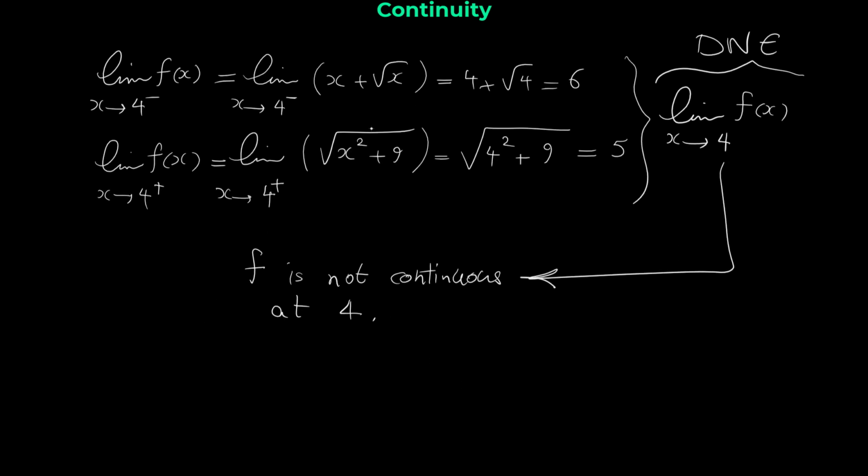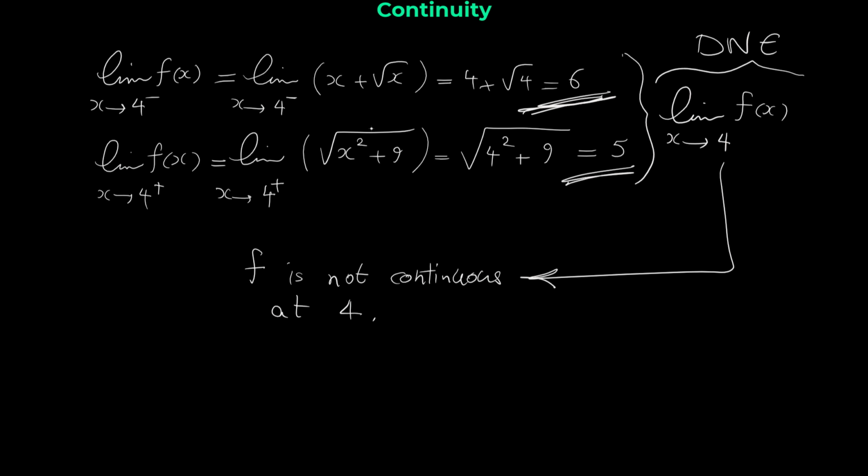Before we jump to the next example, let me tell you what the type of discontinuity is. F is not continuous at 4, so f is discontinuous at 4. But what is the type of discontinuity at 4? When left and right limits are not equal to each other, the type of discontinuity is a jump discontinuity.